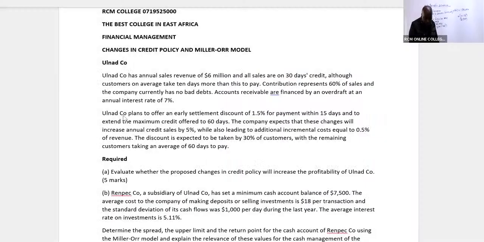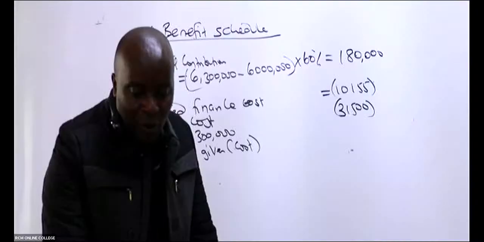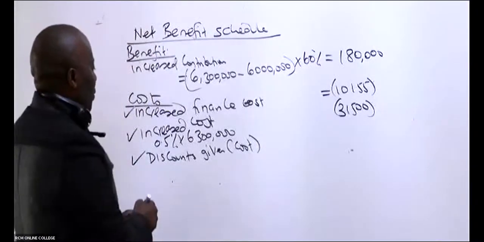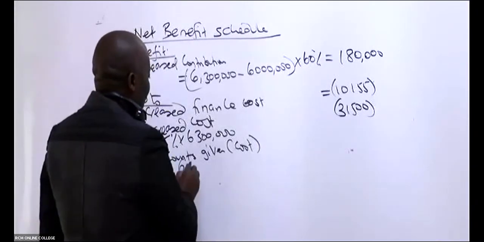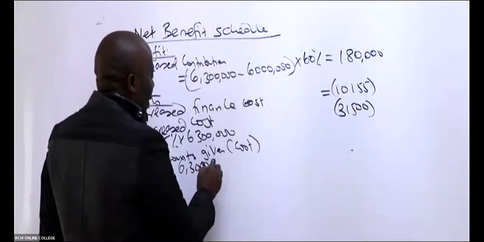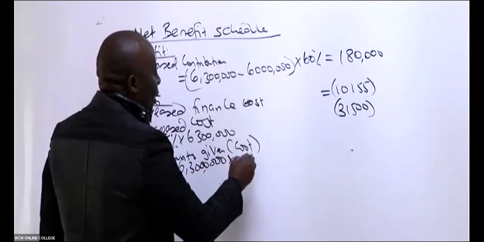So the discount that they have told me, ladies and gentlemen, is here. Ulnad company plans to offer an early settlement of 1.5% for payment within 15 days and to extend the maximum credit to 60 days. Great. So then we know that we are going to have our 6.3 million. Out of these 6.3 million, we shall be losing 1.5%.